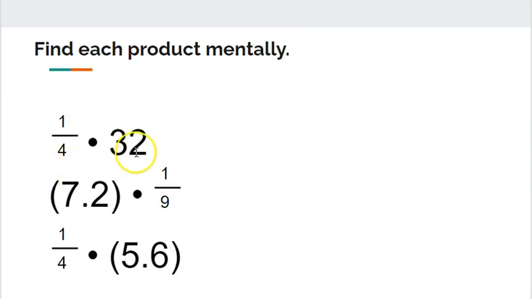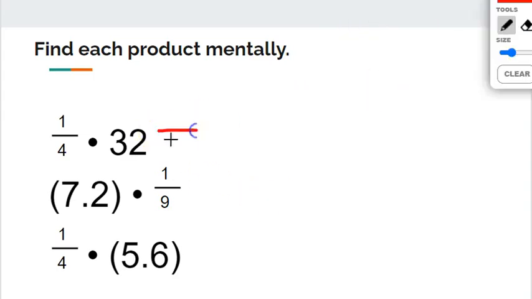So what's 1/4 times 32? Should be 8, right? Because it would be 32 over 1, and then you have 32 times 1 is 32, 4 times 1 is 4, 32 divided by 4 is 8.